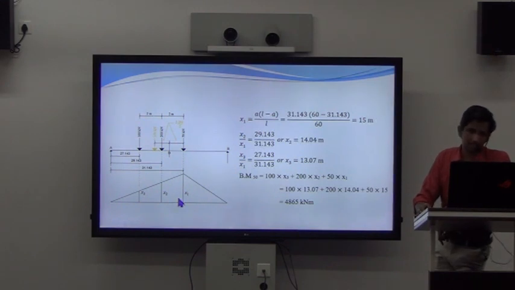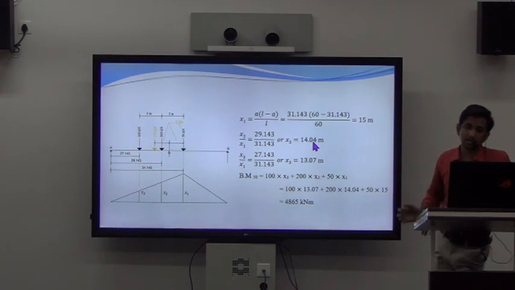Once you know the maximum ordinate, you can easily calculate the values of x2 and x3 by considering similar triangles. First of all, in order to calculate the value of x2, you have to consider this bigger triangle formed by x1 and this smaller triangle formed by x2. Now you can take x2 by x1 equal to this smaller base divided by this total length. Substituting the values here, you will get x2 as 14.04 meters. Similarly, you can consider this larger triangle formed by x1 and this smaller triangle formed by x3, and easily calculate the value of x3 also. In this case, x3 is coming around 13.07 meters.